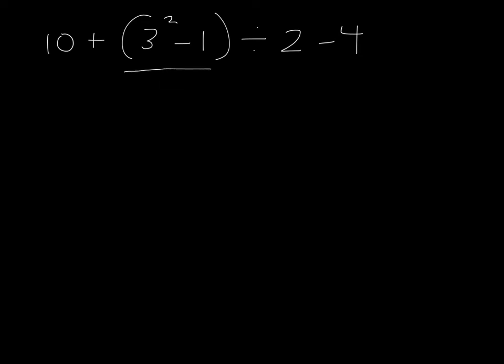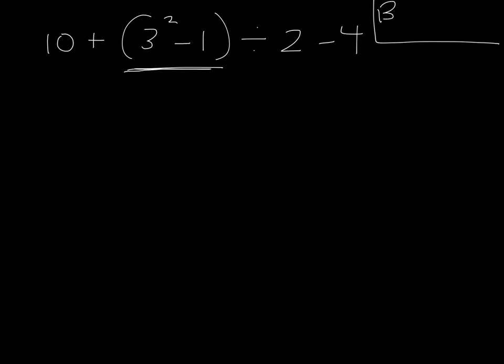All right, let's do another example. All right, so let's do this question here. 10 plus, and then in the bracket we have a couple of things happening. We have 3 to the power of 2 minus 1, and then divided by 2 minus 4. So again, we look and we say, is there a B? There are brackets. So we have to do whatever in the brackets first.